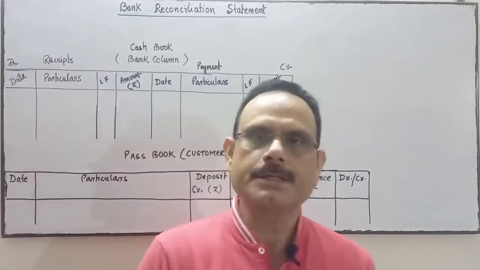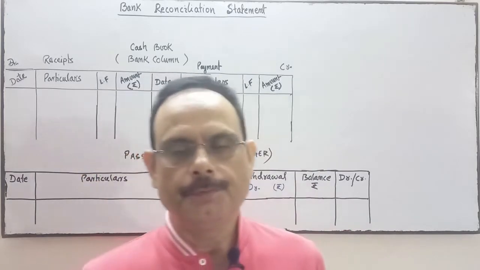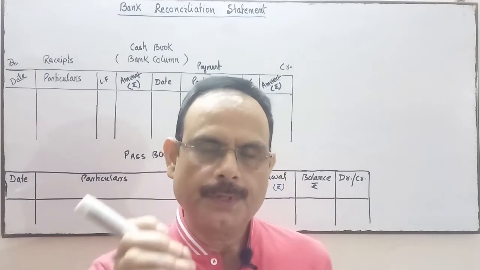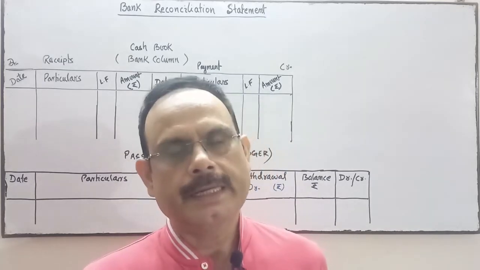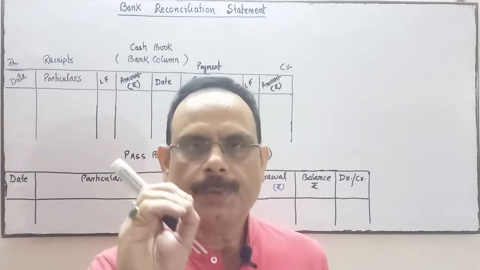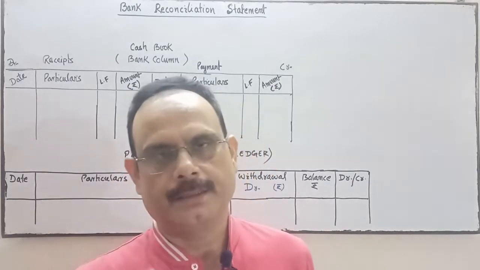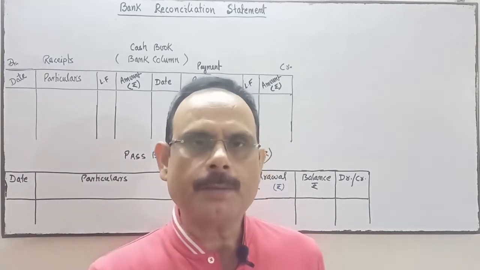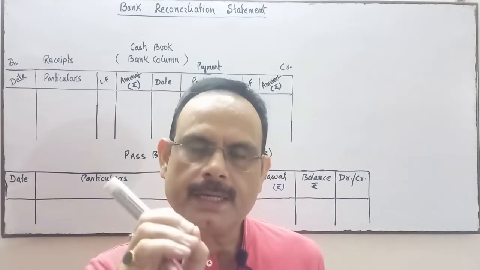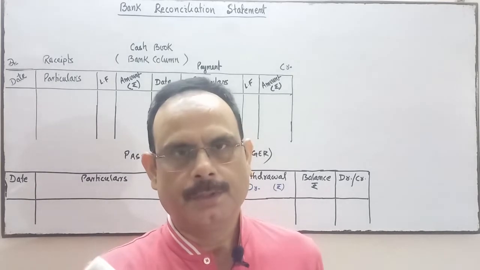Now the next topic is bank reconciliation statement. Before knowing about the bank reconciliation statement, we have already discussed in detail about the cash book. In cash book, we prepare the single column cash book and double column cash book, cash and bank. When I am talking about a bank reconciliation statement, our focus will be only on the bank column of the cash book. Okay?